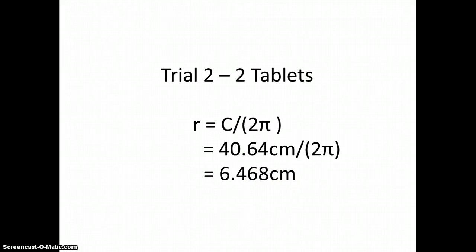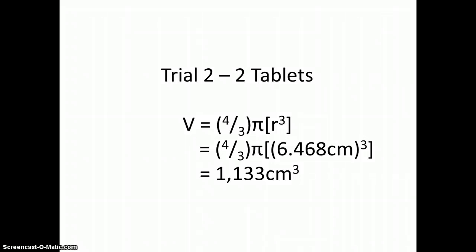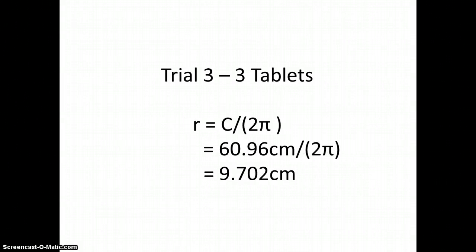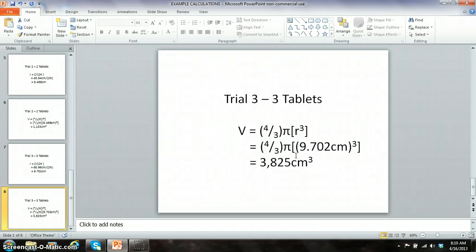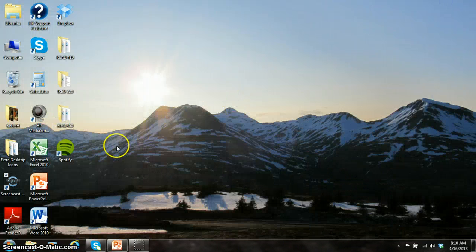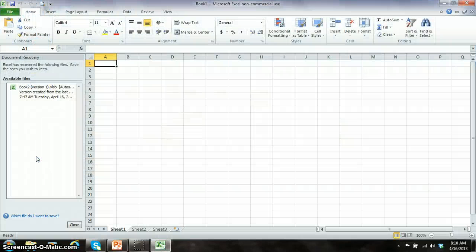I would then do the same thing for trial 2, make-believe numbers again, to get my second volume, and then I would do the same thing for trial 3 with my make-believe numbers to get a third volume. Once you have your 3 volumes complete, then you're going to go into Excel and create your graph. So you're going to open up Microsoft Excel.